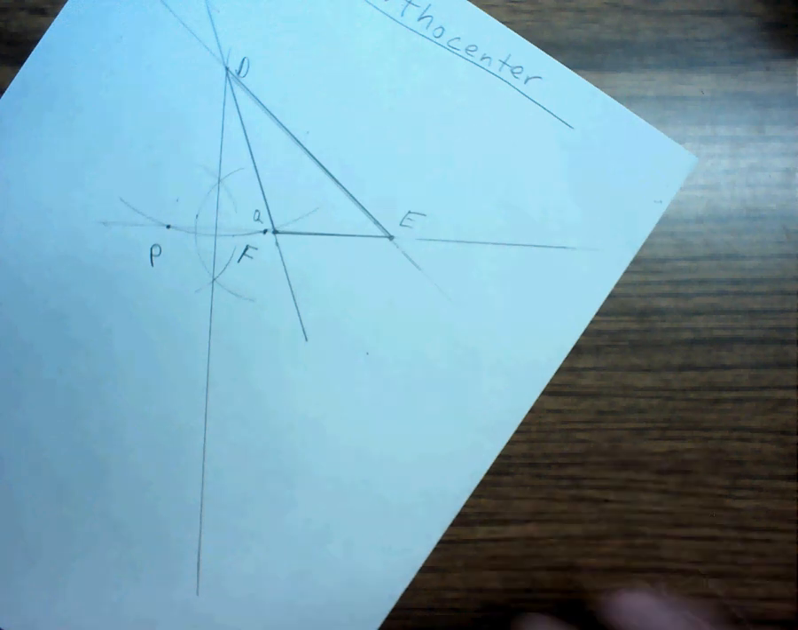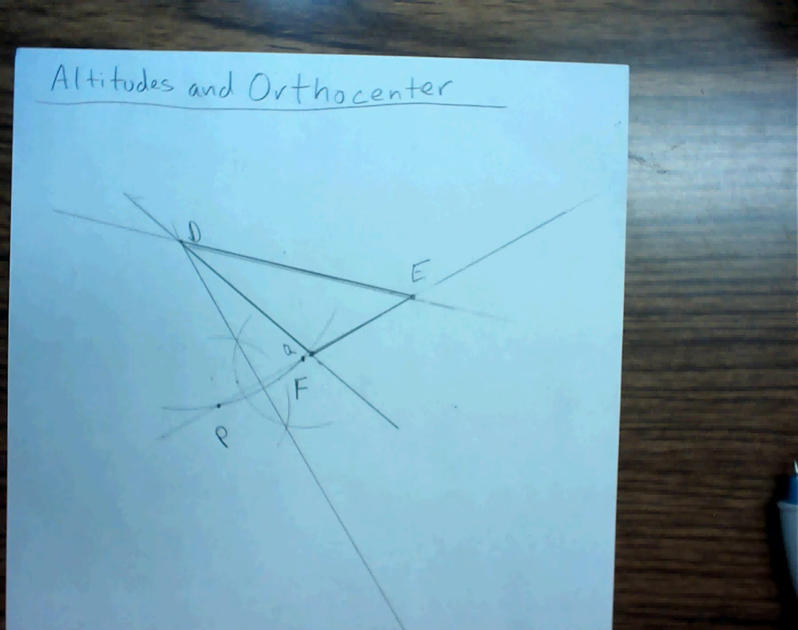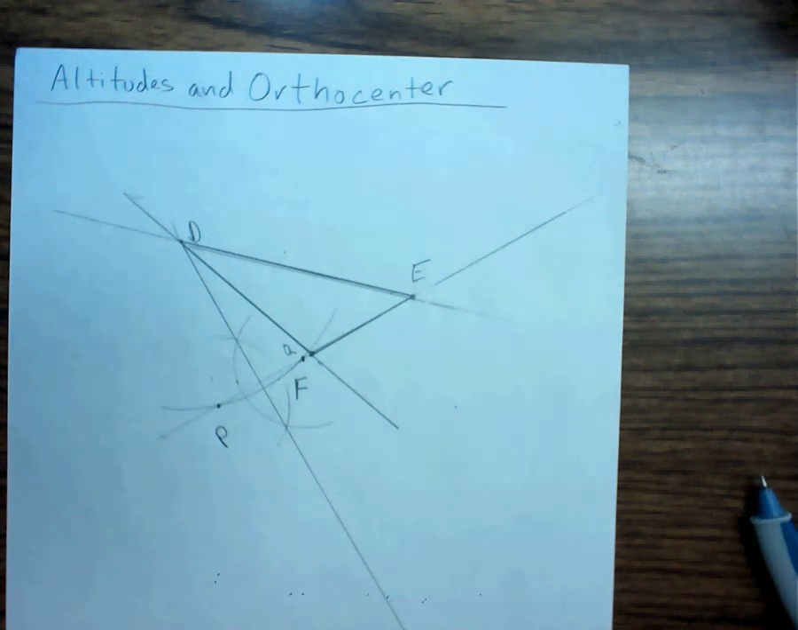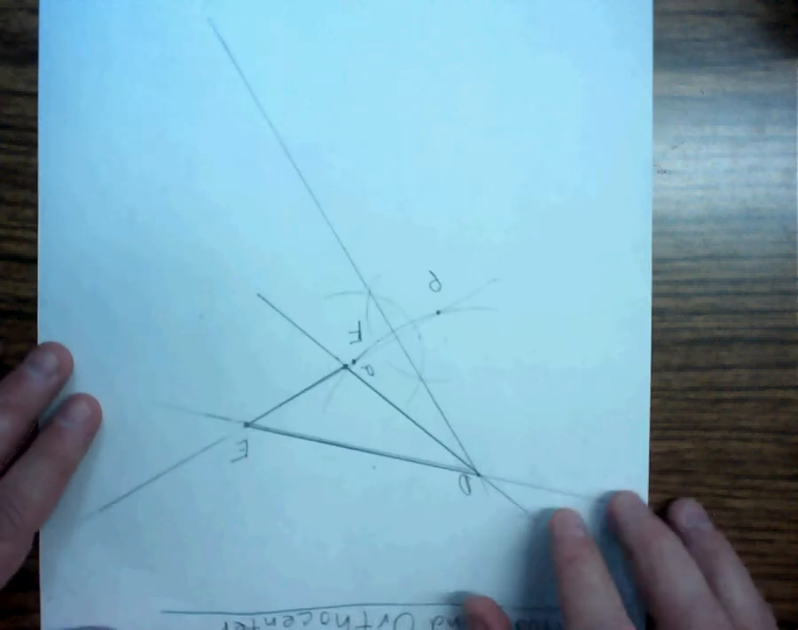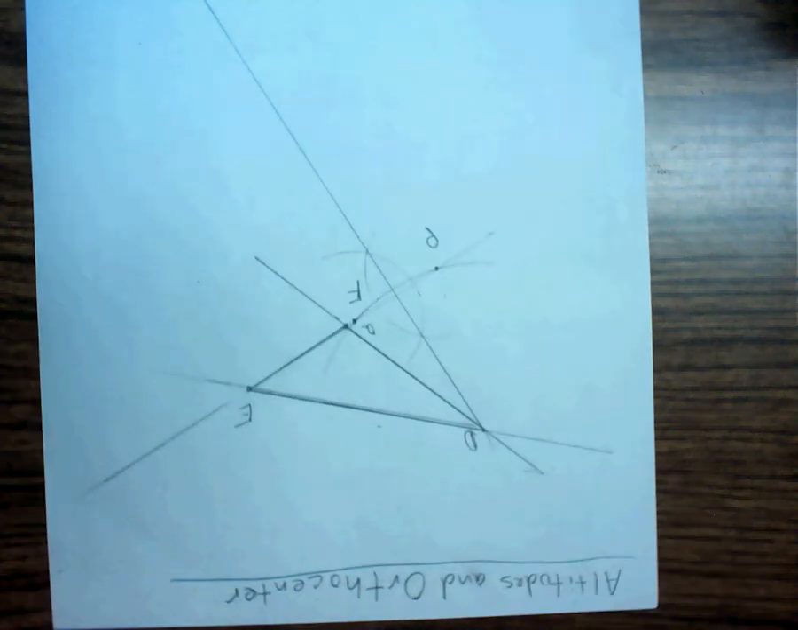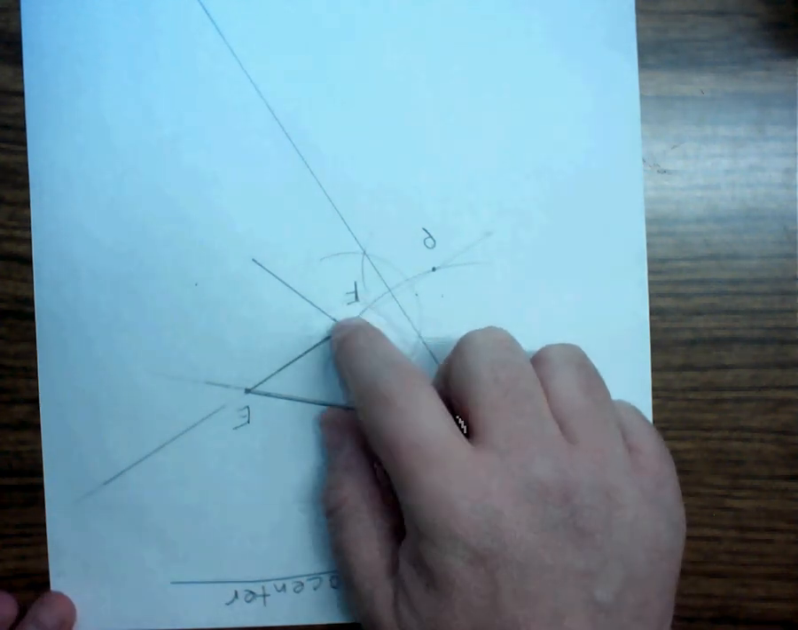So the orthocenter most of the time is inside the triangle, but I wanted to draw one outside the triangle so that when you stumble across it, you would know what to do. Now, if I were to find the altitude height of DE, so I'm going to rotate my paper this way, where DE is the base now, I'm going to find the altitude height from this point F.